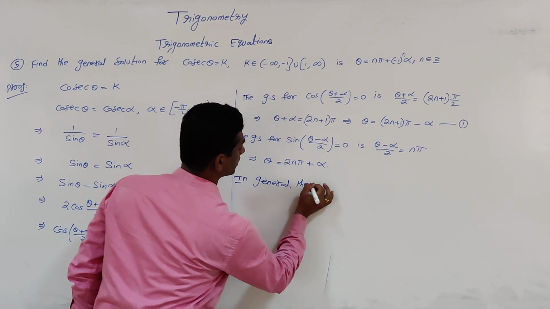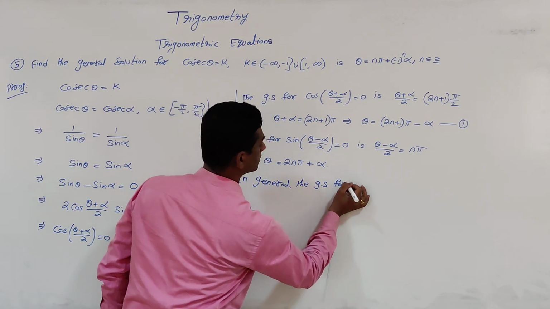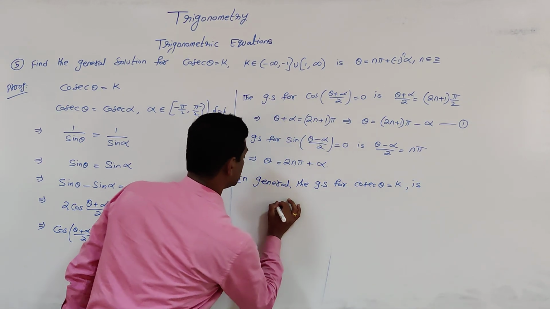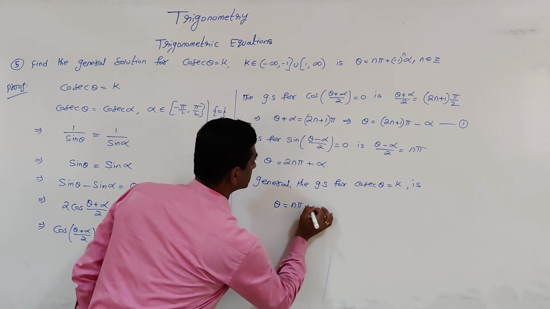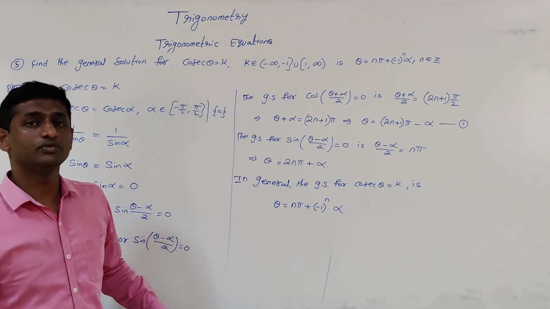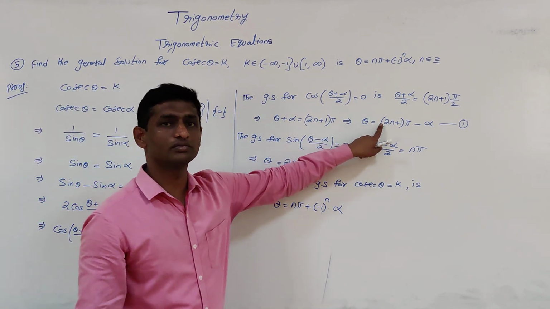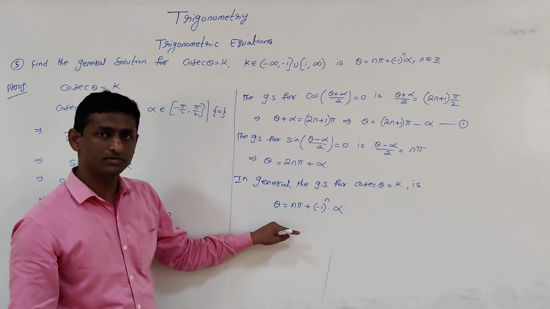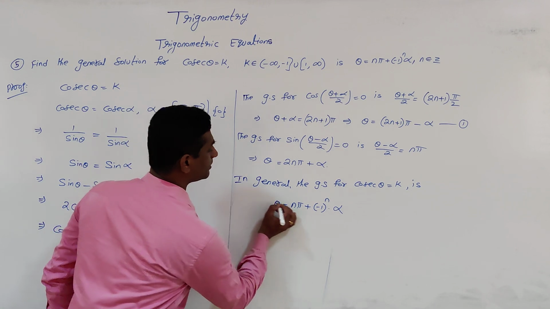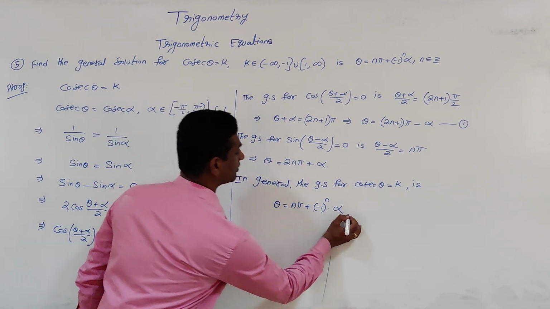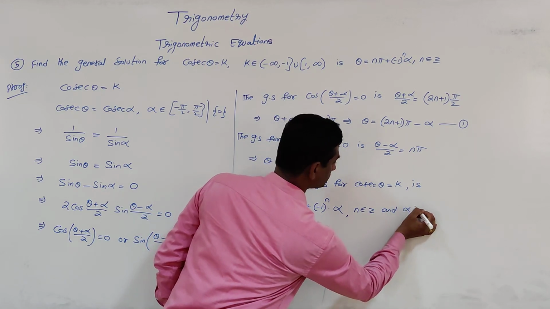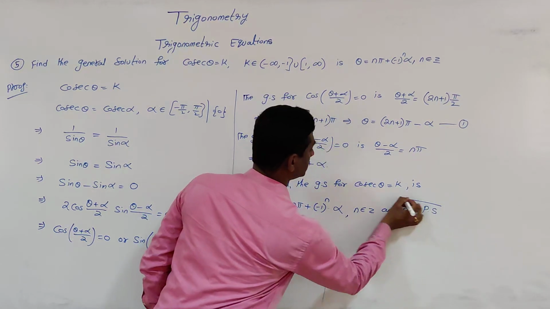the general solution for cosecant theta equal to k is theta equal to n pi plus (minus 1) whole to the power of n into alpha. If n is odd, you will get a negative value, that gives the odd case. If n is even, then it goes to this one. So in general, we can have theta equal to n pi plus (minus 1) whole power of n into alpha, where n belongs to Z and alpha is the principal solution. PS indicates principal solution.